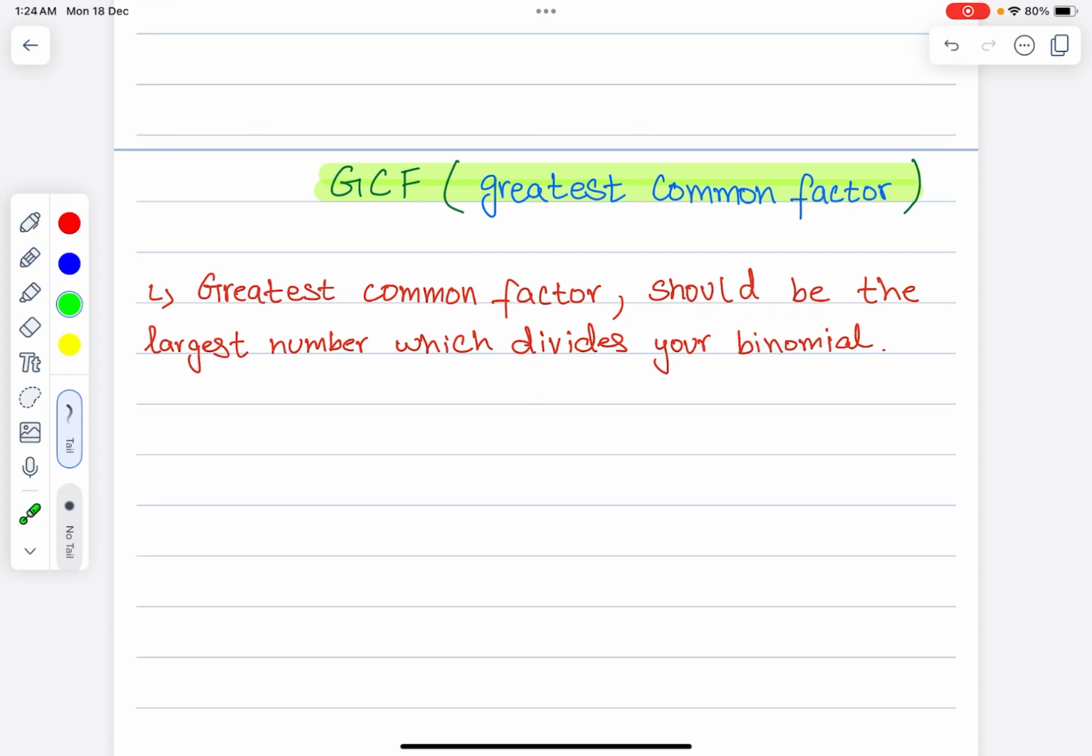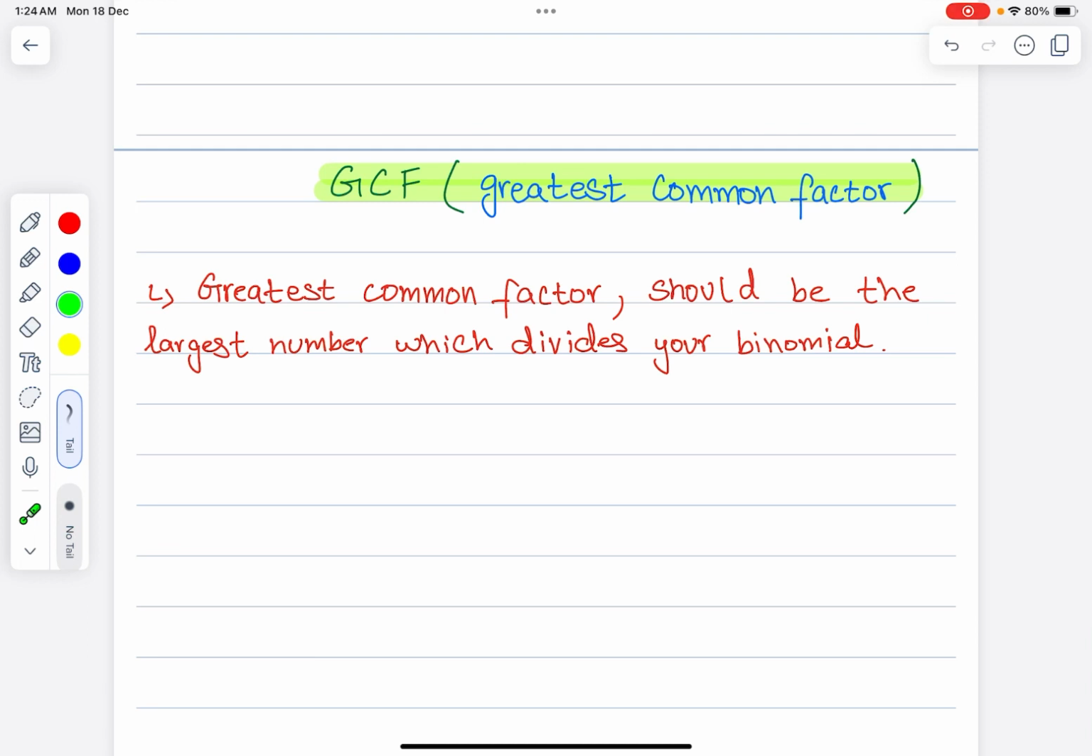For instance, you have 4 and I give you a number 2 and I ask you, is 2 a factor of 4? How do you check it? You divide 4 by 2, and if it returns a whole number value, that means 2 is a factor of 4. 4 divided by 2 gives you 2, so yes, 2 is a factor of 4. So if number 1 is divisible by number 2, that means number 2 is a factor of number 1.